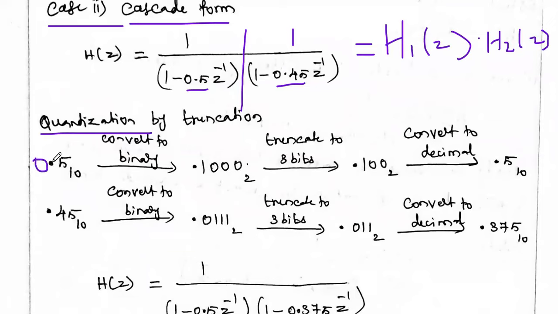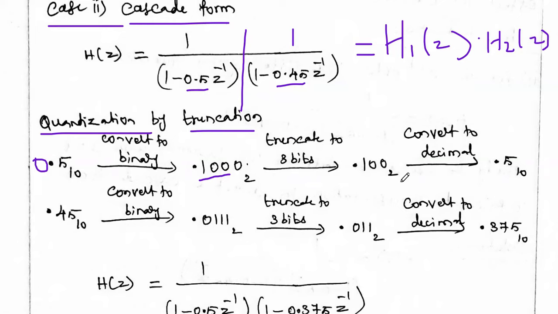So if you are converting 0.5 into binary, you get 0.1000. Here also, 3-bit quantization. Here we are taking truncation. You may use rounding also, but here I am considering truncation quantization. So truncate to 3 bits. 3 bits means you keep the first 3 bits, then from the 4th bit you just discard it. So 0.100. This is the truncated answer.